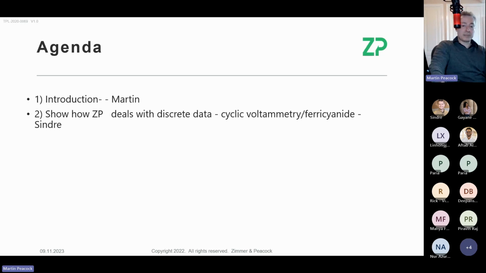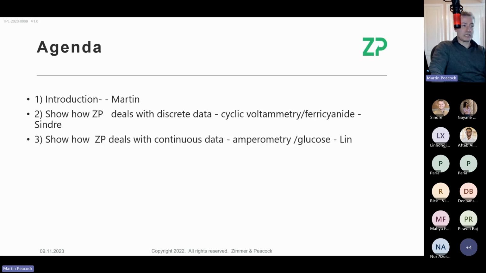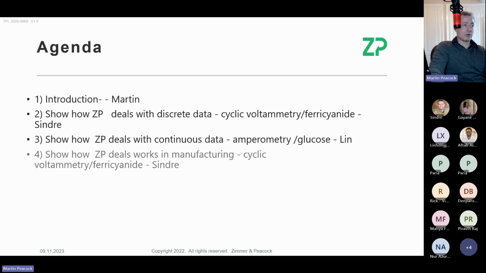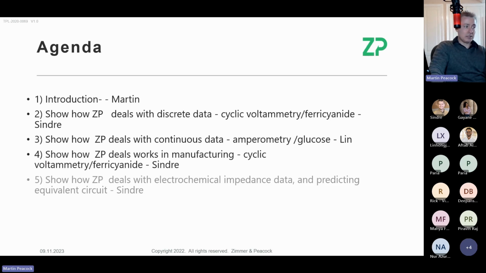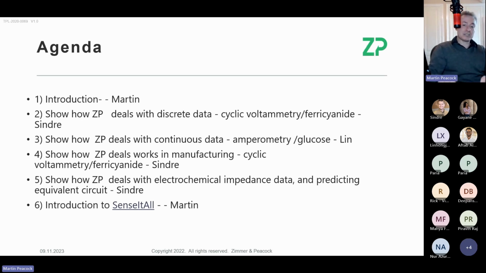This is about data science for biosensor developers, but we will talk about different types of data, and it will be in a specific domain, which will be electrochemical sensing and electrochemical assays and electrochemical biosensors. But we will talk about how we deal with cyclic voltammetry. We will talk about how we deal with amperometry. We will talk about how we use data science in our manufacturing, and we'll also talk about how we use data science in our impedance data. Then we'll also talk about how we apply data science. Well, what does data science do for ZP?